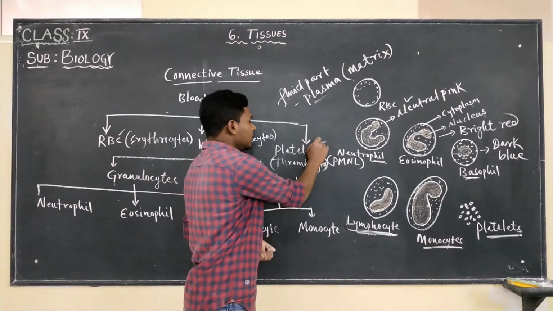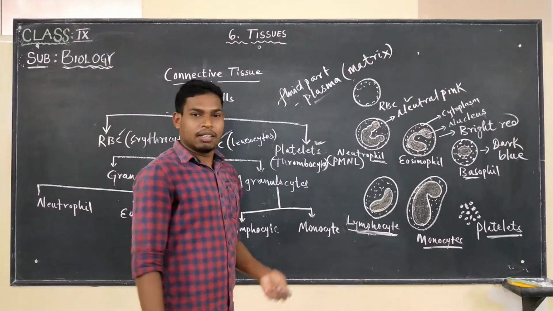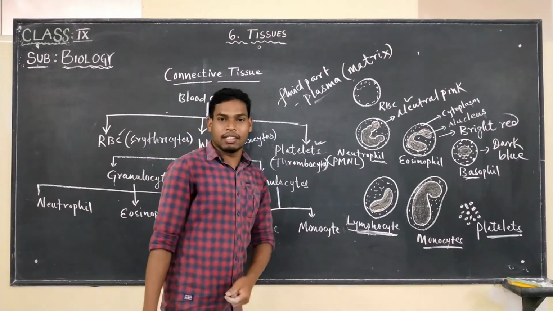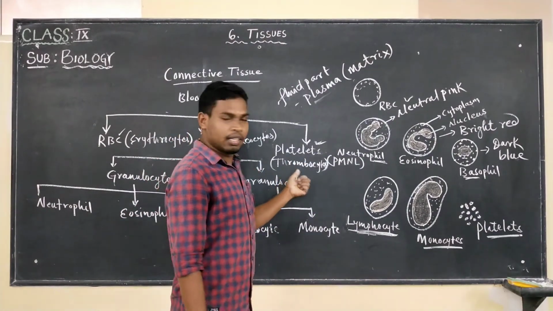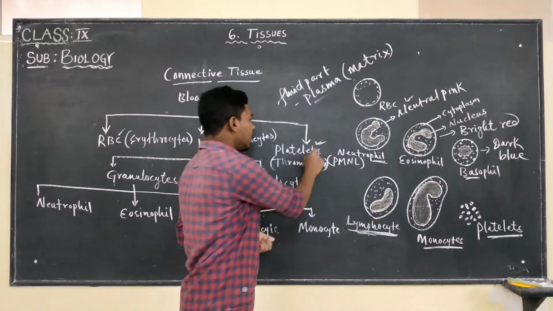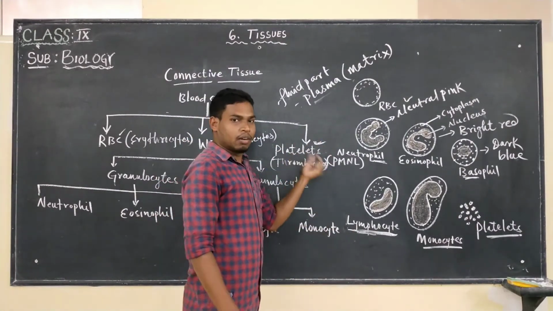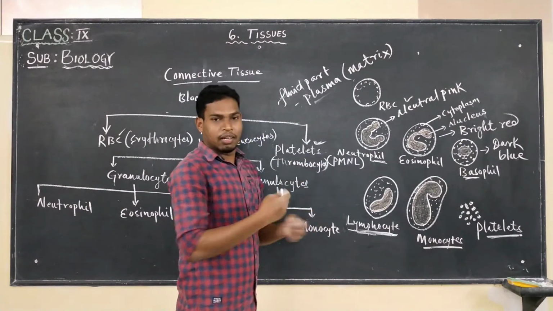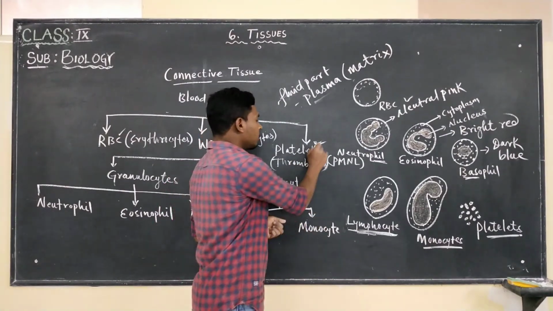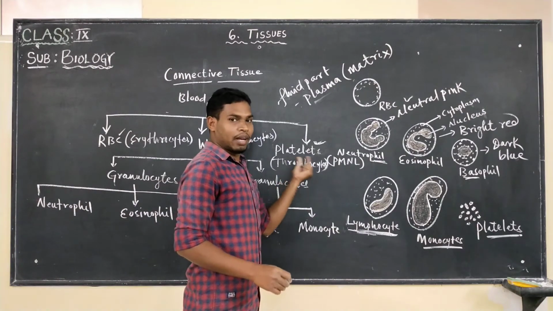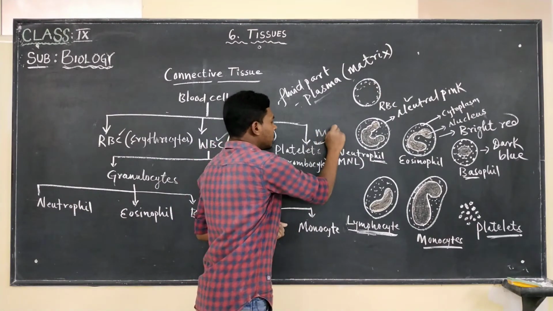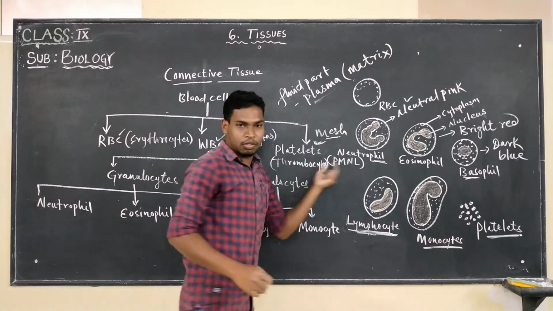Okay, so these platelets help in blood clotting. Whenever there is a minor injury or cut, these platelets are going to help in blood clotting. They will not let the blood come out, or the bleeding will not take place, because platelets are going to form a mesh and stop the bleeding.